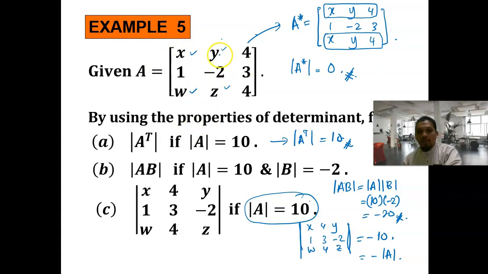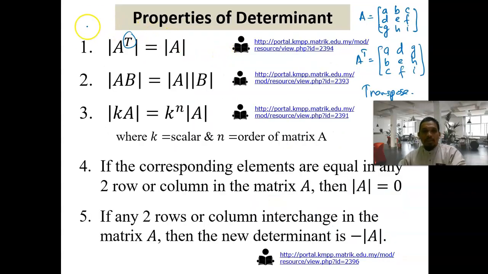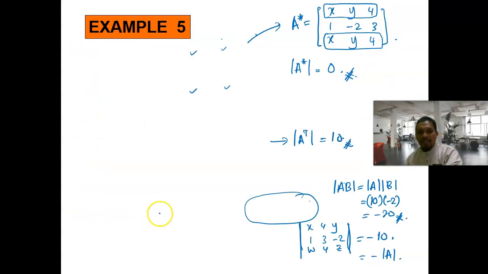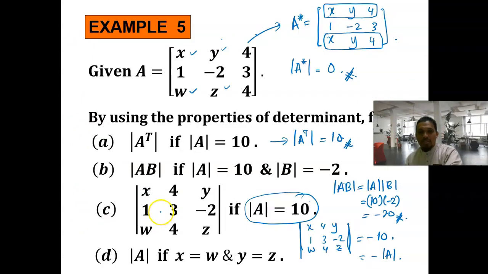Example 5 is according to this explanation of the properties of determinants 1, 2, 3, 4, and 5, and I'll explain them all by using this example.